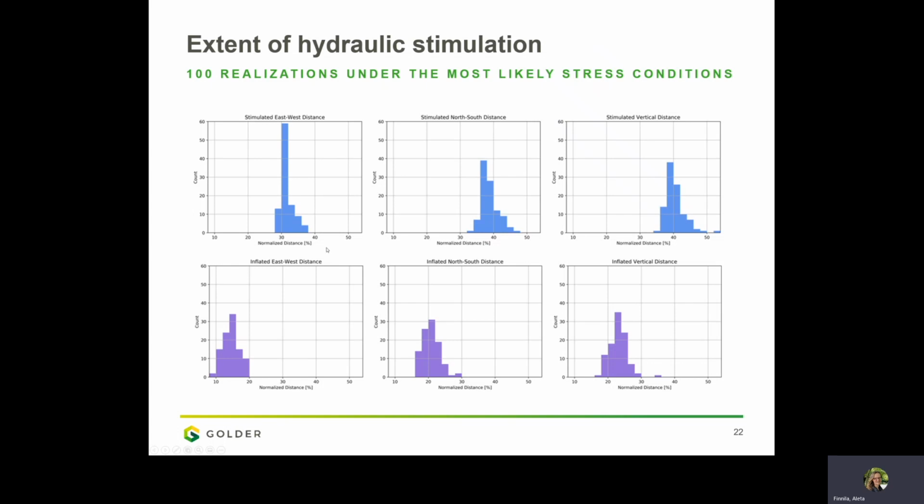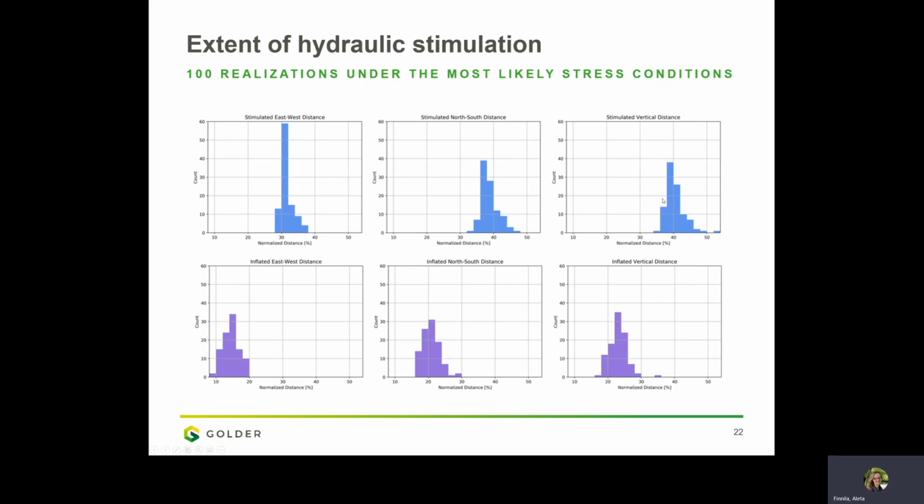And we're looking at both the inflated fracture distance. These are the fractures that are taking fluid. So the inflated ones are in purple down here. And if we include both the inflated and those that would fail in shear, we're looking at bigger boxes. We're showing the box sizes up here in these histograms. So what you're seeing is for the east-west distances, they're sort of in the range of 28 to 38% with a sort of a peak around 30 to 32%, with larger distances in the north-south direction, and north-south is very similar to the vertical distance.